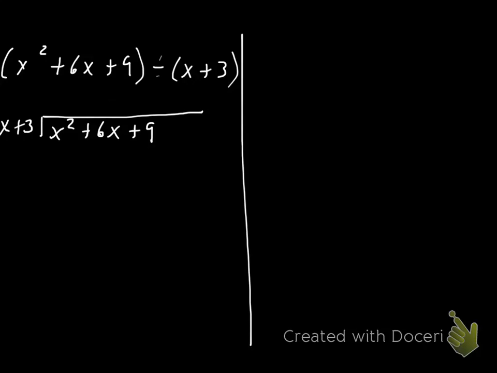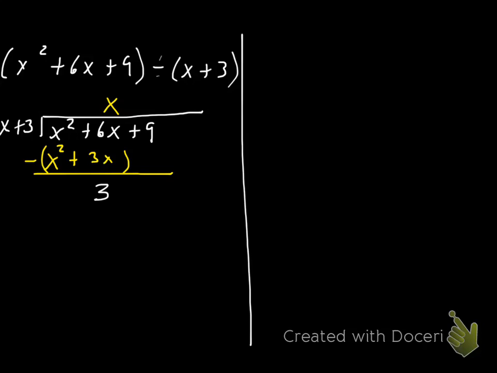So x times x is going to give you x squared, and then I also need to multiply the 3 by the x. So 3 times x is going to give me 3x. Let's go back and highlight this. It's going to be x squared plus 3x. So x times x is x squared, 3 times x is 3x, and then we're going to subtract the x squared and the x squared. That subtracts to 0.